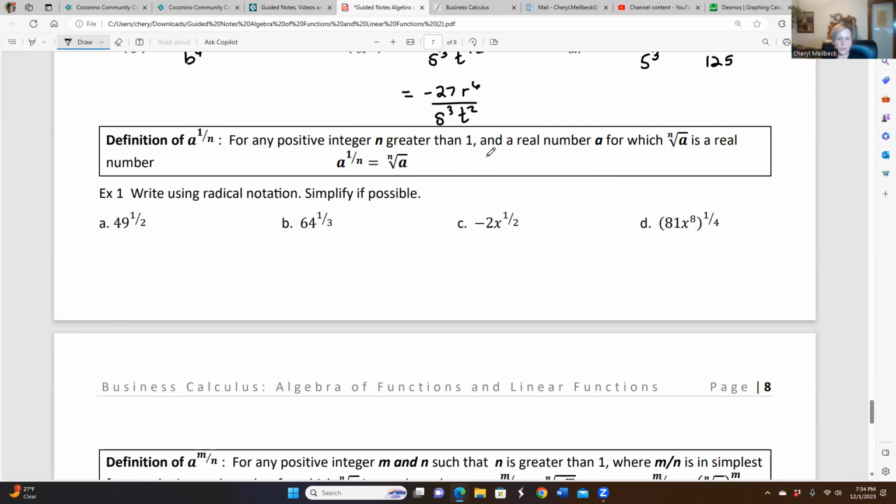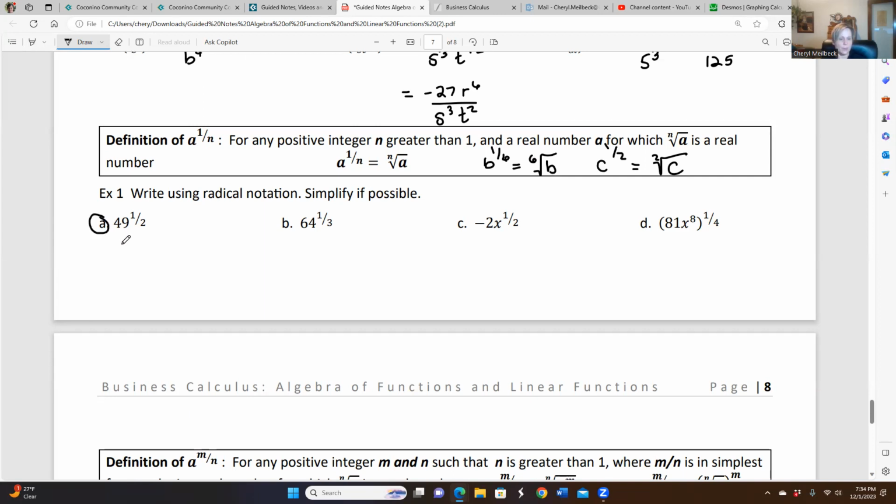Let me give you a bunch of examples. So if we have b to the 1/6, that's equivalent to the 6th root of b. If I have c to the 1/2, that's the same as the square root of c. So this number in the denominator becomes the index of your root.